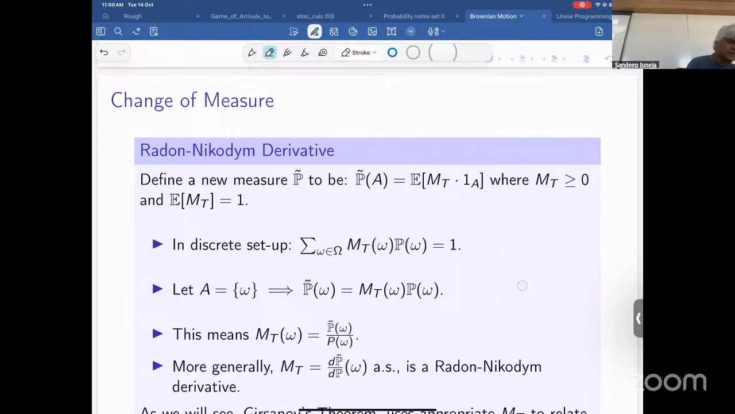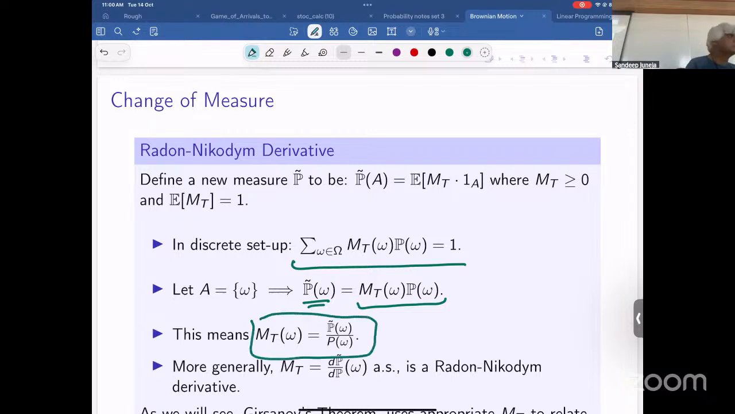But really, the way to come to this is to first do everything in a discrete setting. So let me do the discrete setting, then I'll come to you, Gauri. What's going on in the discrete setting? I've just given you a random variable M_T of omega, which is non-negative, whose expected value is equal to 1. So the sum over all omega of M_T omega times P omega is equal to 1. By taking A to be just omegas, I define my new P tilde omega so that M_T omega is just the ratio P tilde omega upon P of omega.